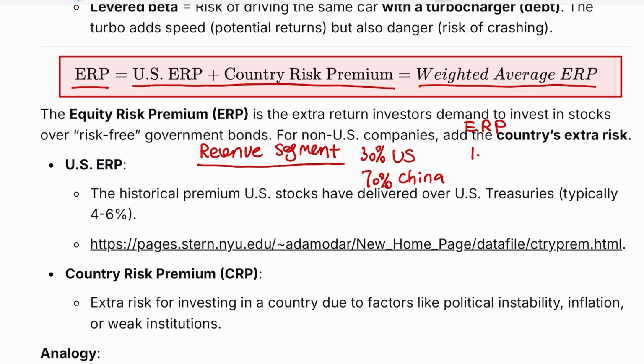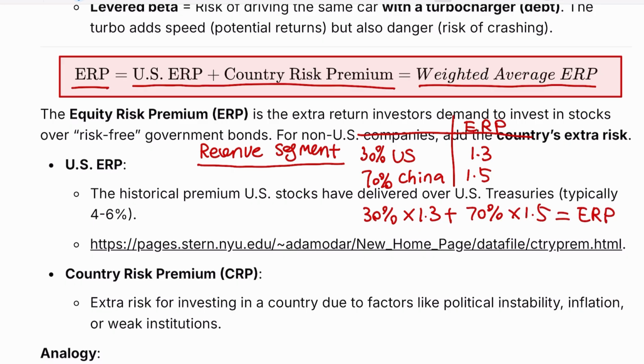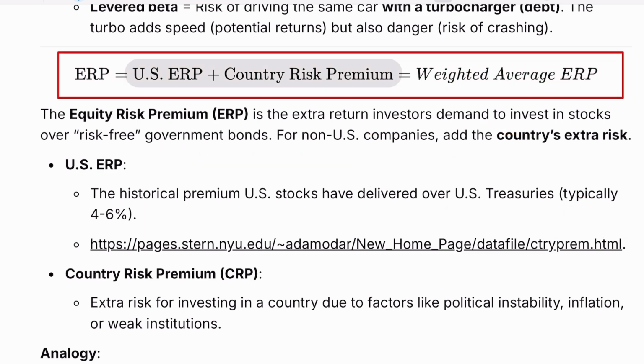For example, the US is like 1.3 and China is like 1.5, and then we just multiply 30% by 1.3 and 70% by 1.5, so we can get the equity risk premium of this company. By looking at where the revenue of the company comes from, we can get the weighted average equity risk premium of the company. Country risk premium is the extra risk for investing in a country due to factors like political instability, inflation, or weak institutions, etc.